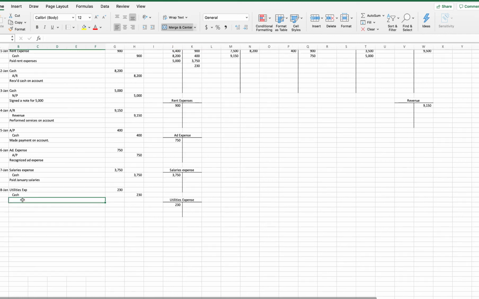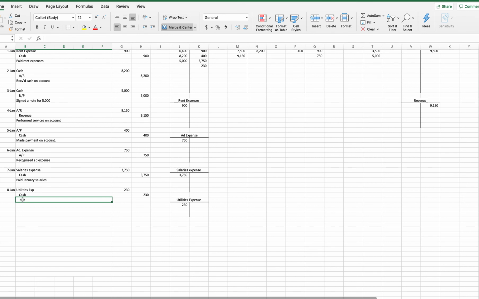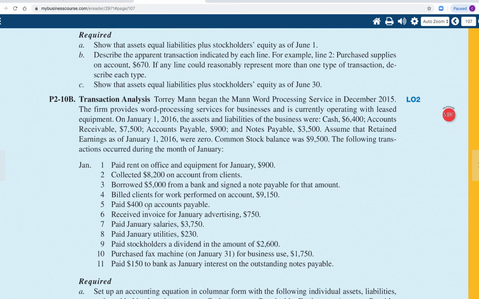Now, I need to say in my journal, what did we do? Well, we just paid January utilities. Okay, always skip a space. Let's see what we did on the 9th. On the 9th, we paid stockholders a dividend in the amount of $2,600.